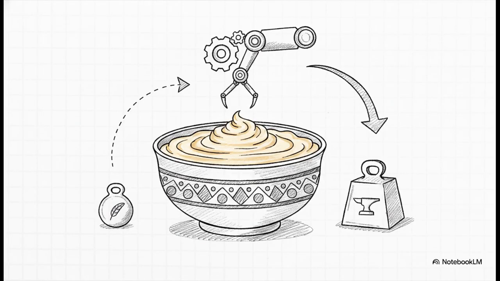Calculate the exact amount of rabri, which, if you don't know, is a really delicious, quite heavy traditional sweet dish, needed for this gathering. And we need to output that final number in both grams and kilograms. This is a perfect example of a real-world scenario where your automated code completely replaces error-prone human math.